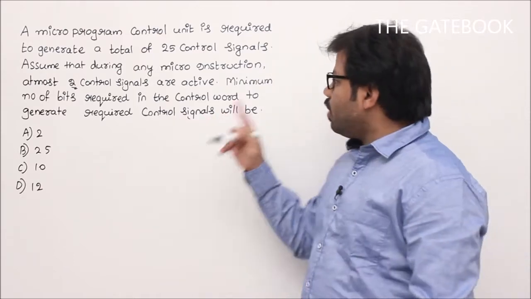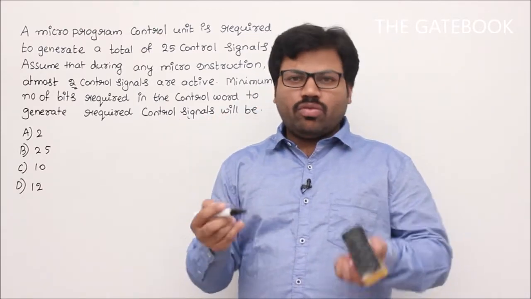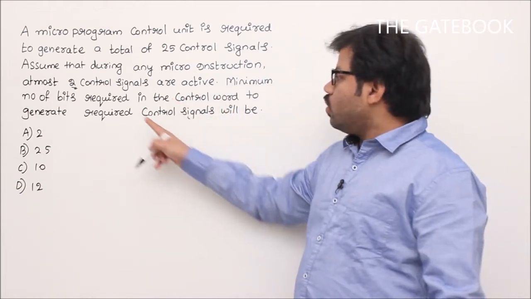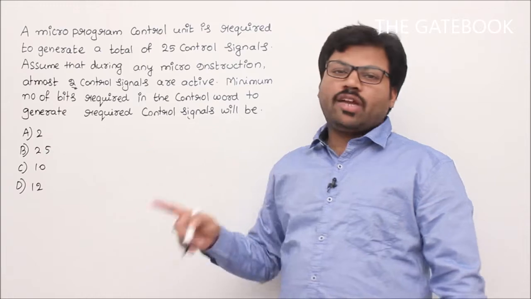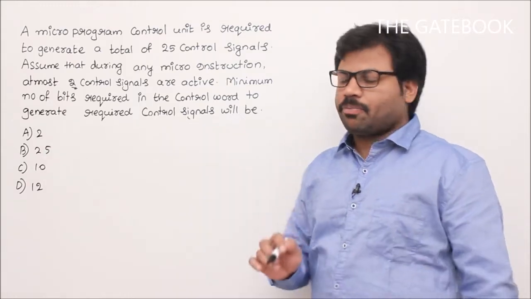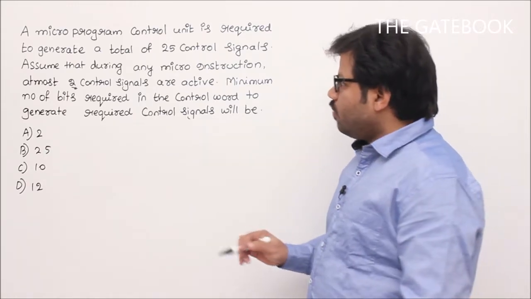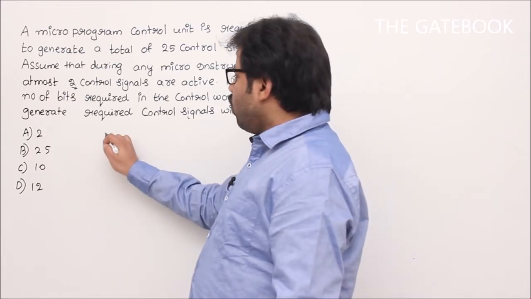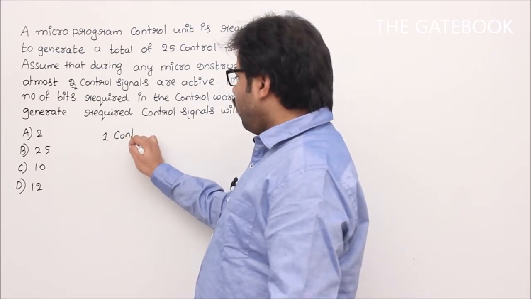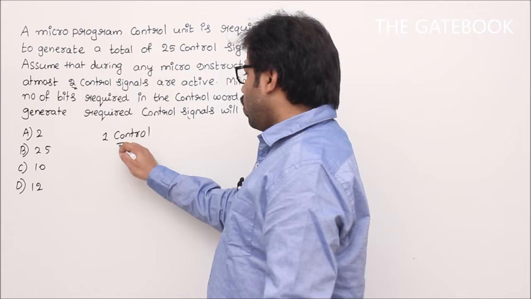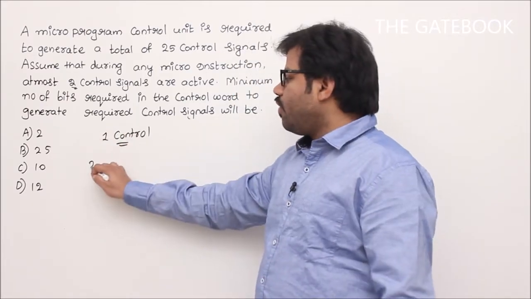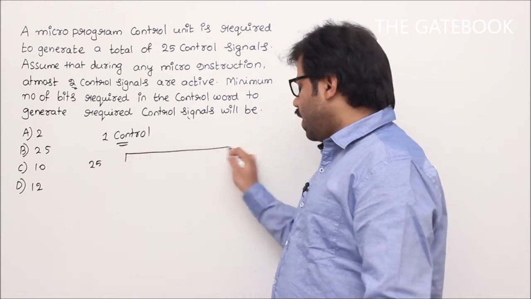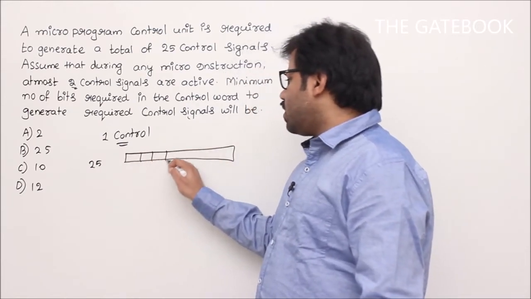So the question is about the minimum number of bits required to store in the control word to generate these control signals. But at a time, at most 2 control signals are active. Now I will tell you one question. If the problem is that exactly one control signal is active, what we can do I will tell you. Only one control signal. If you don't want to do optimization, the answer is directly 25, because what you do is you take a control word with 25 bits.